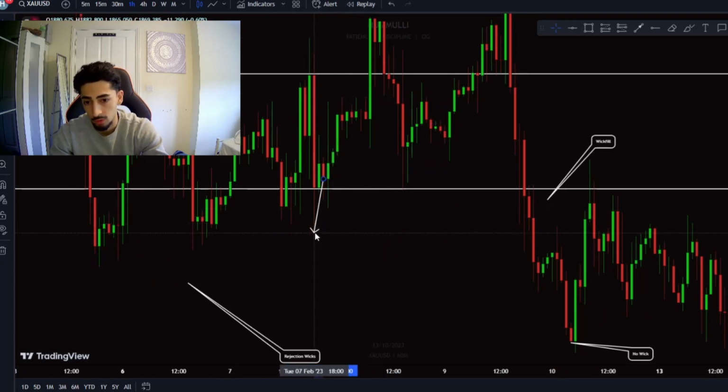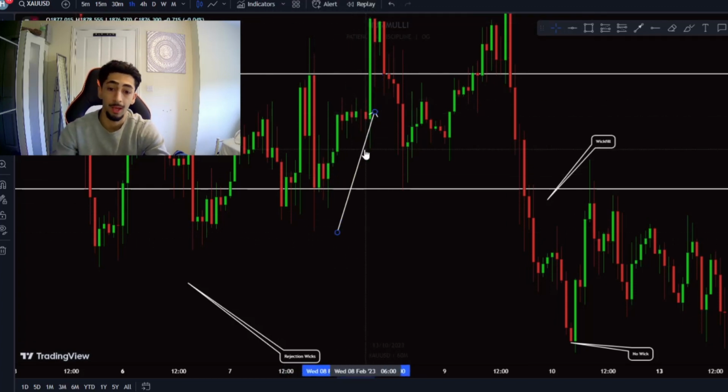So yeah, that could be your confluence. Number one, the rejection wick. Then number two, the bullish candle. Then number three, maybe break of this high or whatever you want to do. Stop loss here, boom, touch the top of the range. So that is a rejection wick.